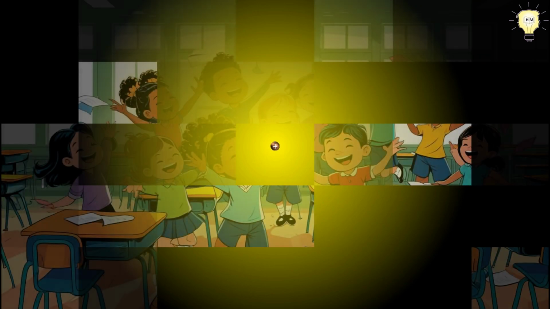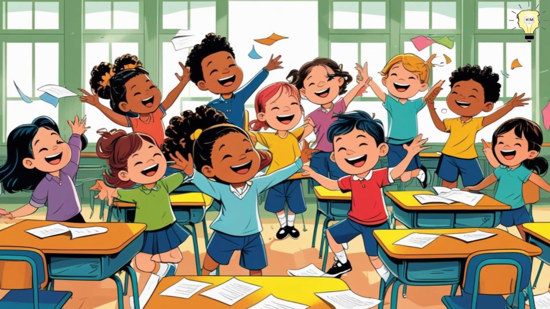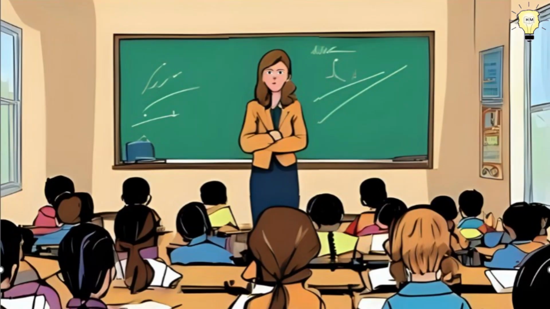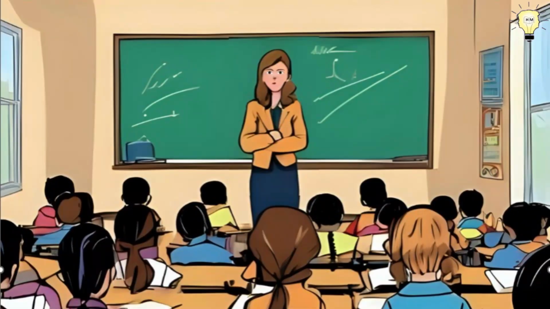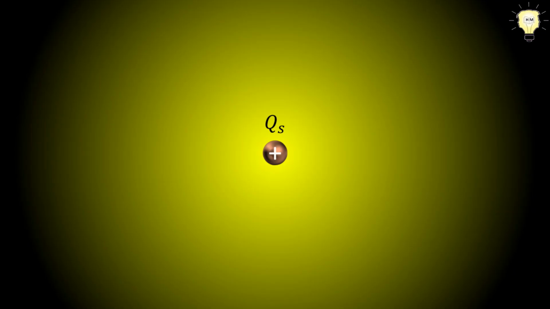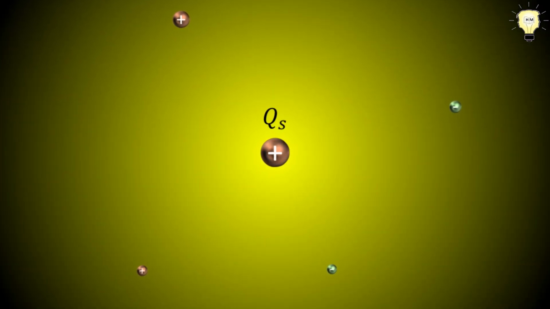Let's understand this better with a simple analogy. Imagine a classroom full of noisy students. Suddenly, the teacher walks in, and the class goes silent. The teacher has an invisible region of influence around them. It's not visible, but it can definitely be felt by the students. It's just like an electric field. Charges are like students that respond to the invisible field.